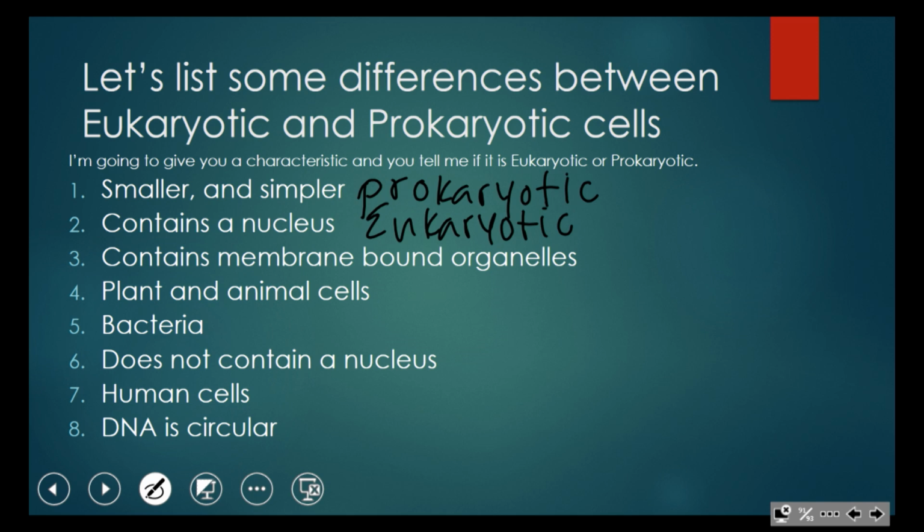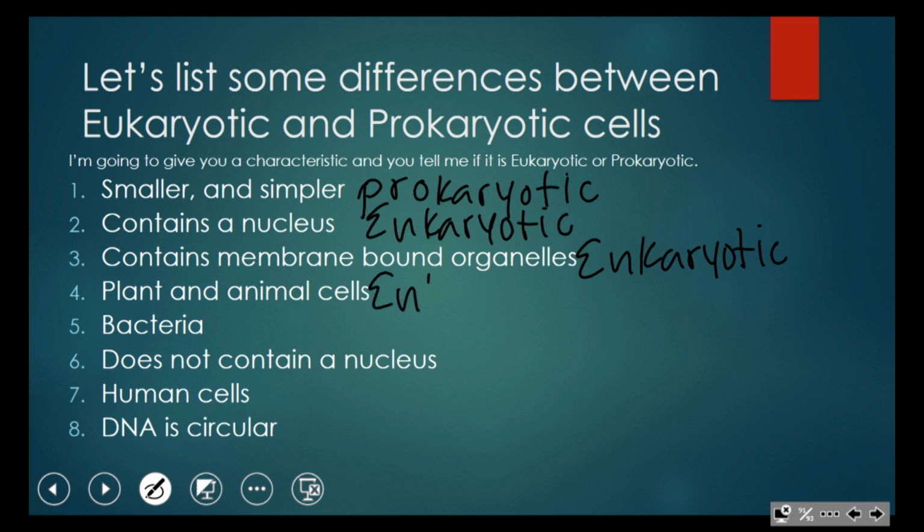Eukaryotic. Great. Number 3 says contains membrane-bound organelles. Which one contains membrane-bound organelles? That one is eukaryotic. Great. All right, number 4. Which of these, eukaryotic or prokaryotic, which ones would plant and animal cells fall into? Plant and animal cells are both eukaryotic.